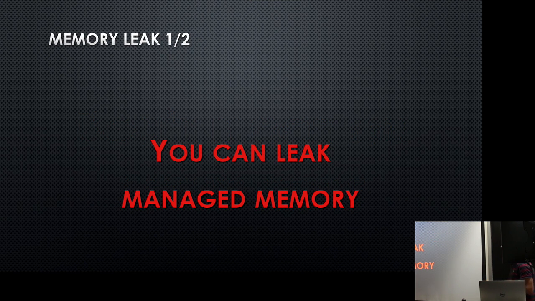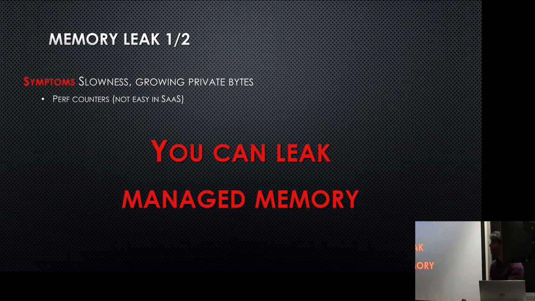So then, memory leaks. Something that people are not always aware of is that you can leak managed memory, or rather you can just allocate a lot of it, more than you intend to. The use case I see quite often is people that use static dictionaries as cache. There's no eviction, no expiration, and it just grows and grows. The symptoms are quite simple: the apps get slower, you see more and more GCs triggered, and you can see private bytes going up.